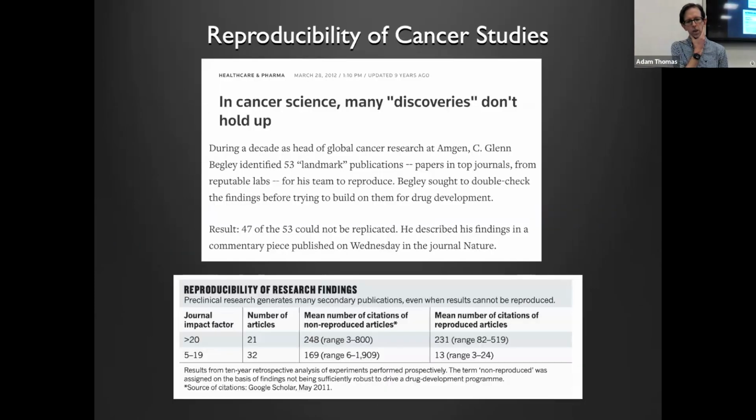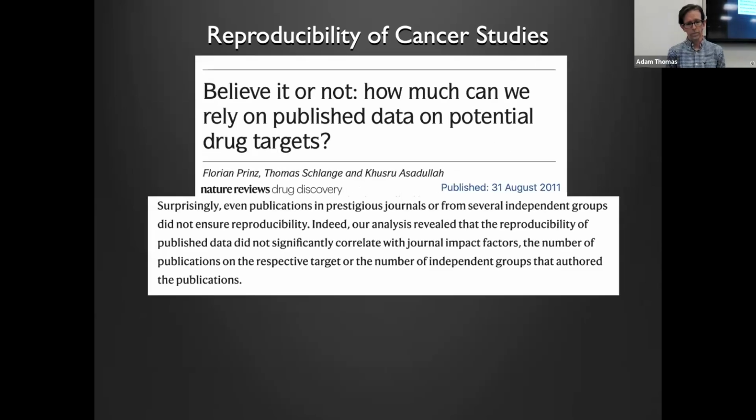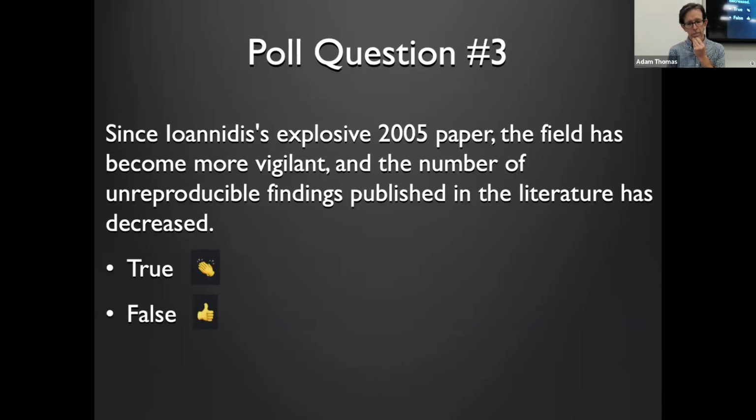When they go and look at these individual studies about the ones that are reproducible, if anything is anti-correlated, the highest impact factor or whatever measure of prestige tend to be less reproducible. This is again coming back from that cancer study from 2011, that they do not correlate with journal impact factor at all. Poll question number 3.